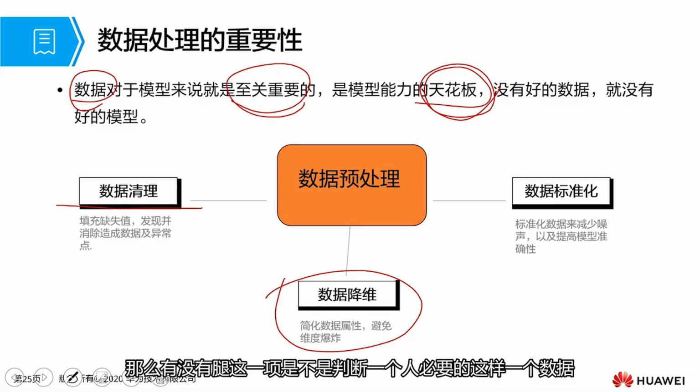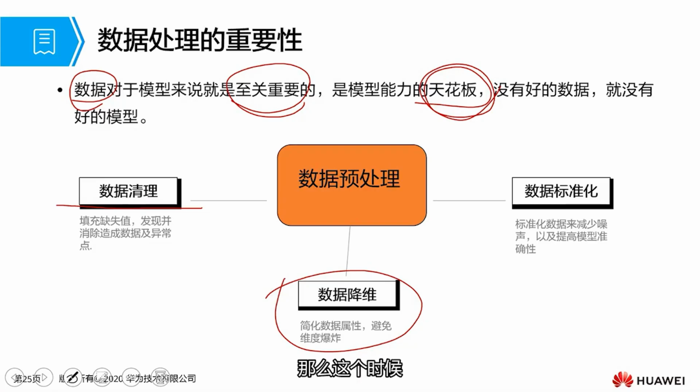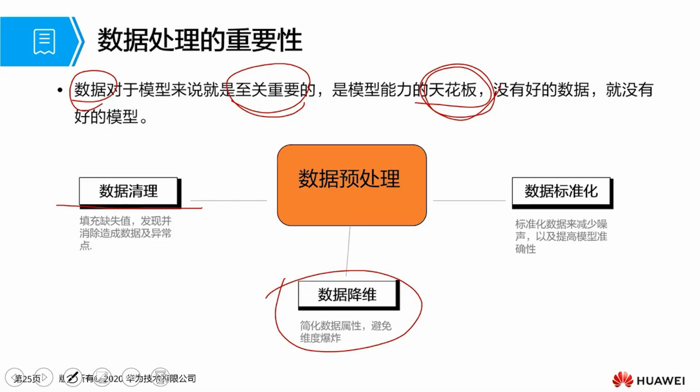Is there a category for legs? Is it necessary to judge a person based on this kind of data? Especially when our data consists of men and women, I believe that all data may have this item, legs. At this time, this dimension, the feature of this dimension, is just unnecessary. So we need to reduce its dimensionality and simplify our data, because it has nothing to do with our results. Avoid dimension explosion at this time. Why avoid it? With each additional feature you have, you need to perform calculations. This is a significant loss to your computing power.